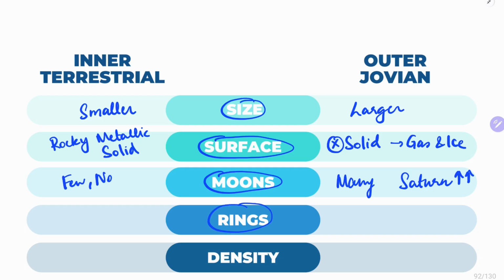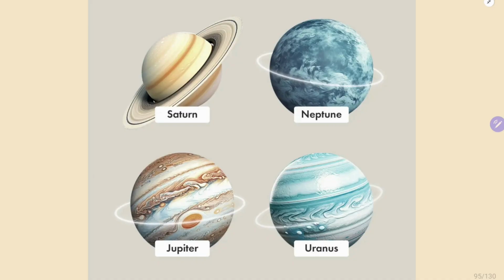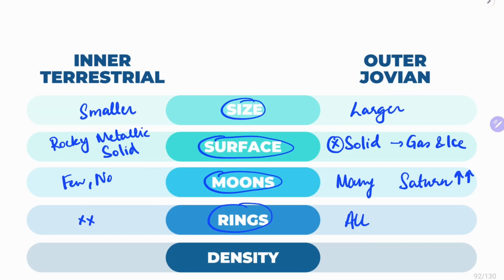Talking about rings, the inner planets have no ring system, while all the outer planets have rings. You can see here that all the outer planets, Jupiter, Saturn, Uranus, and Neptune, have rings. These rings are made up of rock, ice, and dust. Coming to their density, the inner planets are denser than the outer planets.